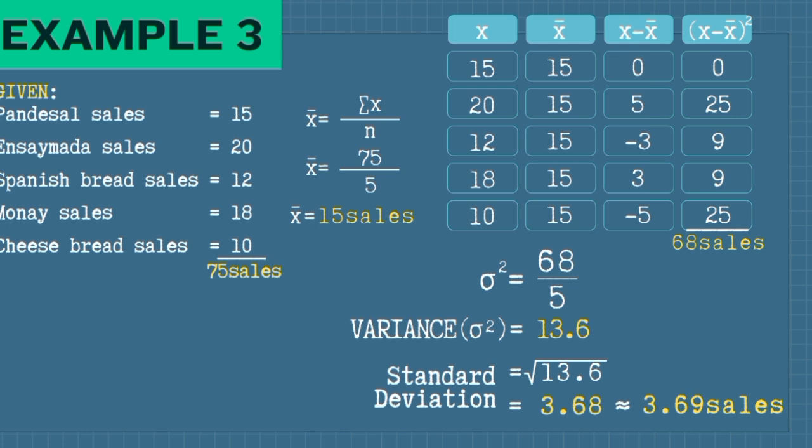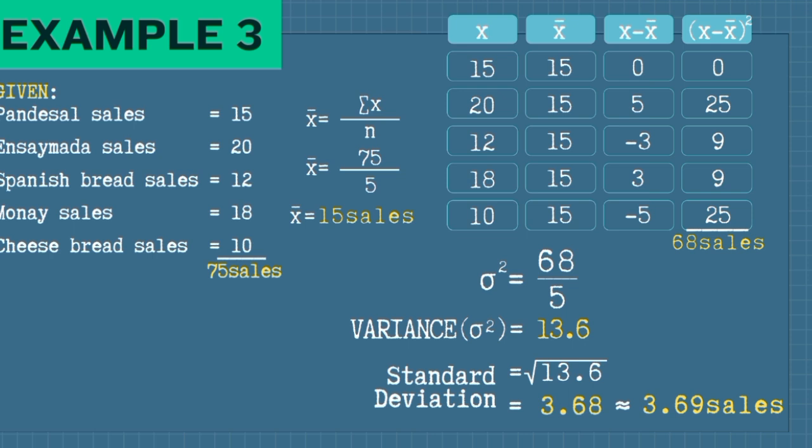Find the variance of the number of breads sold, given that 15 plus 20 plus 12 plus 18 plus 10 gives a total of 75, divided by the total number of givens, which is 5. It will be 15 sales, which is the mean. So in taking the variance again, 15 minus 15, like the first example, is 0. Let's take the next, 20 minus 15 is equal to 5. Squared, 5 will be 25.